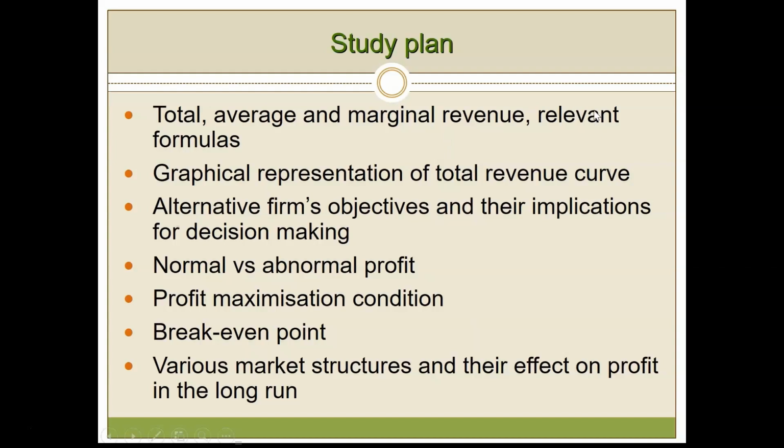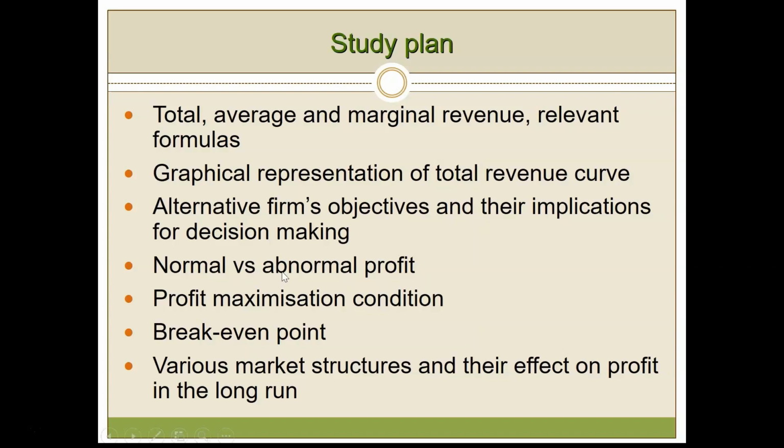And we'll also learn relevant formulas for this. We'll try to draw the total revenue curve. We'll cover alternative firms' objectives, what the firm can try to achieve, and how this will affect their decisions in terms of output, how much output they will want to produce, depending on what they want to get.